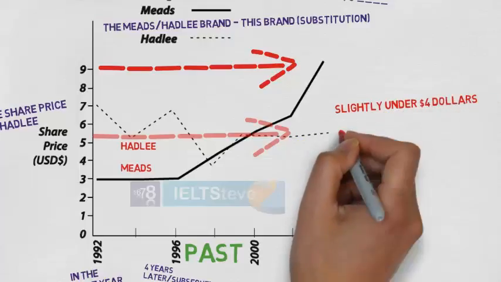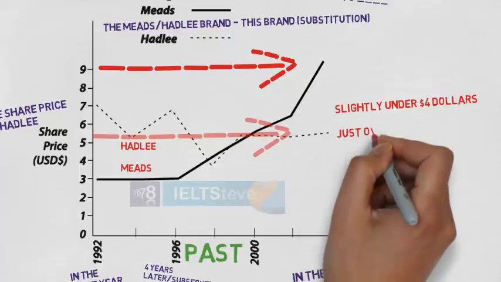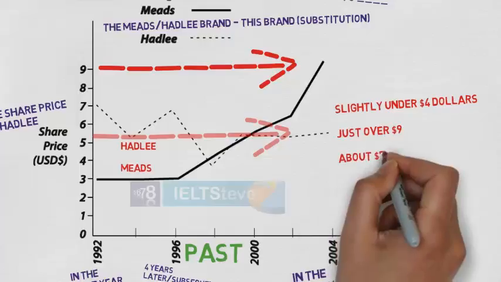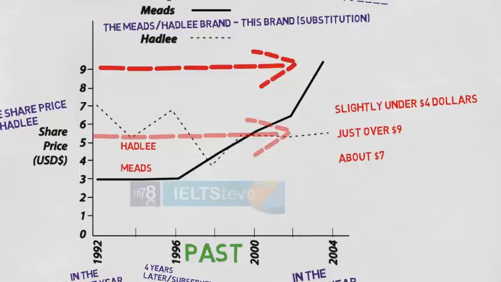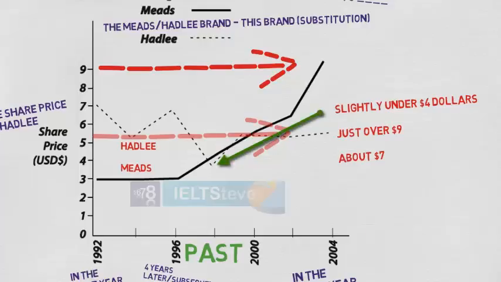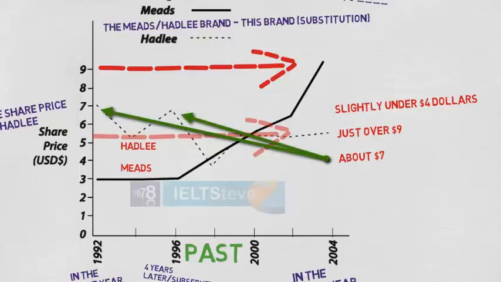Now as we come up to the side, we're going to see the person writing some phrases, again lexical resource they can use to get these numbers exactly right. So they're using words like slightly under or slightly over and about there. So that's the key thing you should do. Have a look and think now what those numbers might represent. Notice that slightly under $4 refers to the Hadley brand down at the bottom there. Just over $9 is the peak for Meads, and about $7 is the two high points for Hadley.